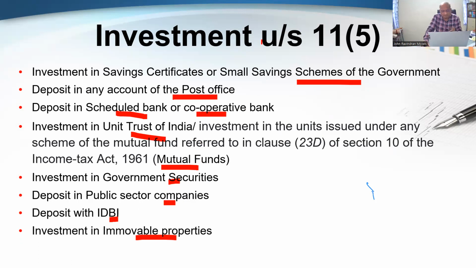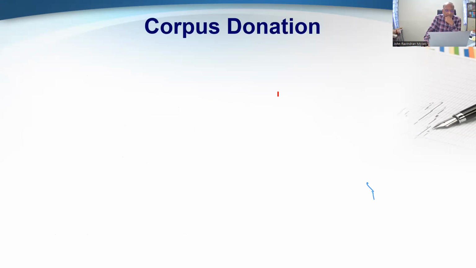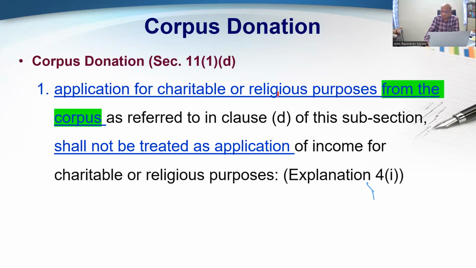There are more. If you go through the section, you will get it. But my suggestion is that you try and invest your funds in the safer ones, where you can liquidate easily also. And the first thing we saw is, what is corpus? Corpus is when the donor gives it as corpus. The second condition for the corpus donation is that it should be invested in 11.5.